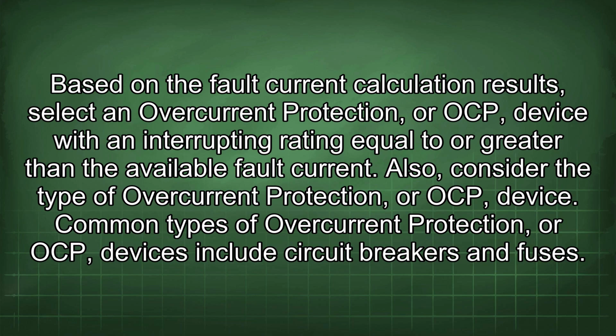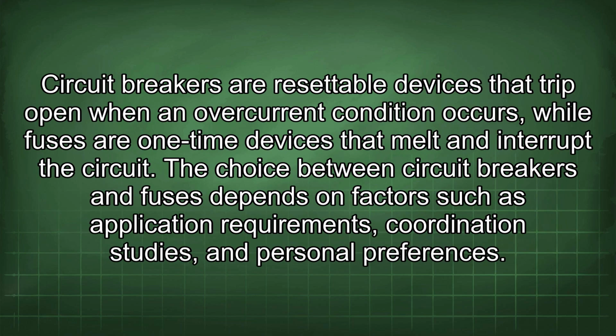primary terminals. This calculation takes into account factors such as the utility source impedance, transformer impedance, and conductor impedance. Based on the fault current calculation results, select an overcurrent protection, or OC, device with an interrupting rating equal to or greater than the available fault current. Also, consider the type of device. Common types include circuit breakers and fuses. Circuit breakers are resettable devices that trip open when an overcurrent condition occurs, while fuses are one-time devices that melt and interrupt the circuit. The choice between circuit breakers and fuses depends on factors such as application requirements, coordination studies, and personal preferences.